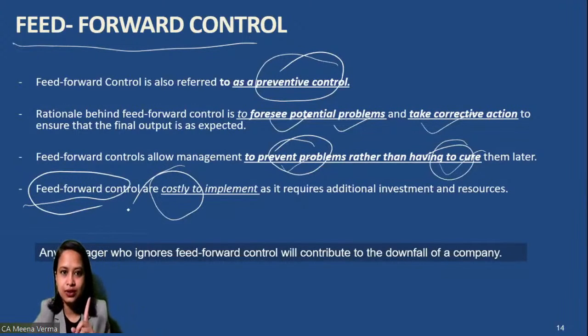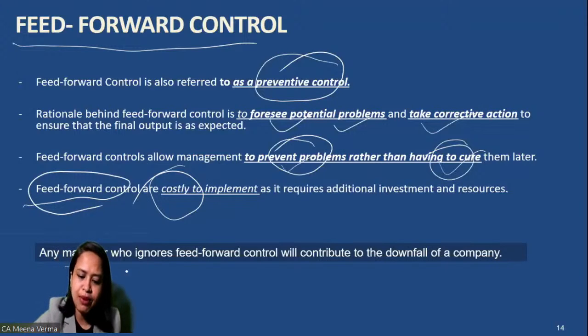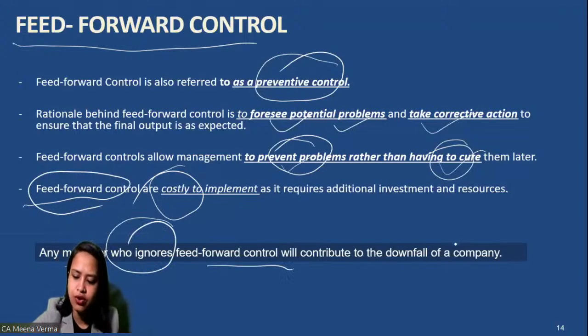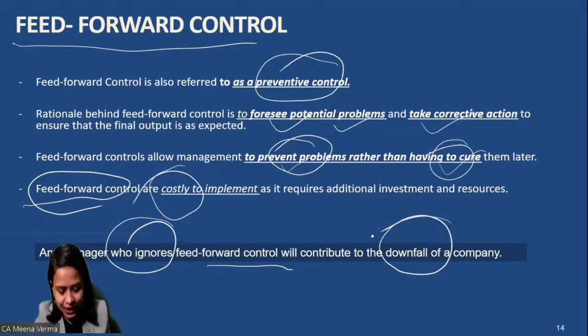This is not a cheaper method. It requires cost. Implementation of feed forward control requires cost. Any manager who ignores this feed forward control will contribute to the downfall of a company. For example, the people doing business in Delhi, the wholesalers, if they have not applied this feed forward control, they know this is the month of winter, people will buy winter clothes and blankets, but if the farmers close the boundary of Delhi, then they will not receive the product from Haryana or Punjab or other states from where they receive the winter clothes or blankets.